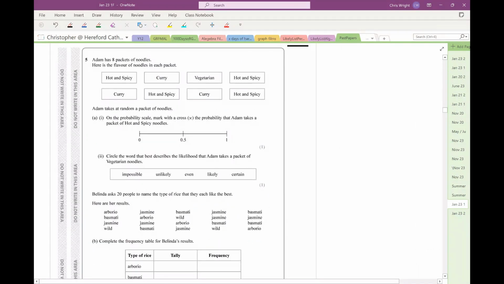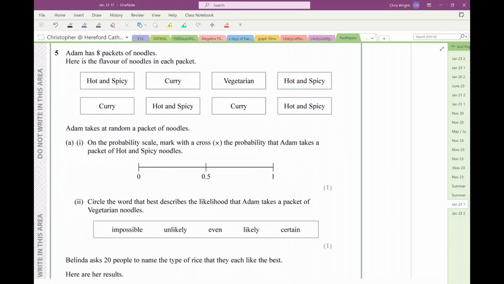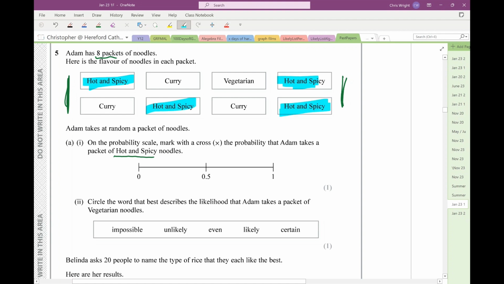Question 5. Adam has 8 packets of noodles. Here are the flavours of the noodles in each packet. And I can see there are 8 here, aren't there? So those are the flavours of his 8 packets of noodles. Adam takes at random a packet of noodles. On the probability scale, mark with a cross the probability that Adam takes a packet of hot and spicy noodles. Right, hot and spicy. Those ones, those ones, those ones, and those ones. Look at that. Isn't it 4 out of 8? So the probability of him taking hot and spicy is a half, or 0.5.